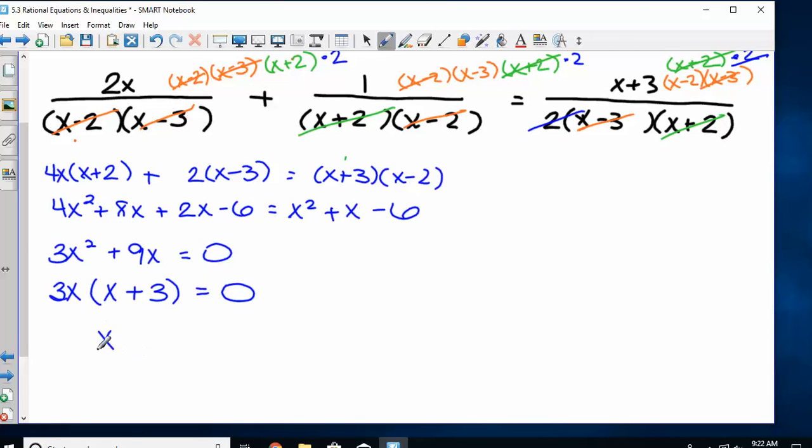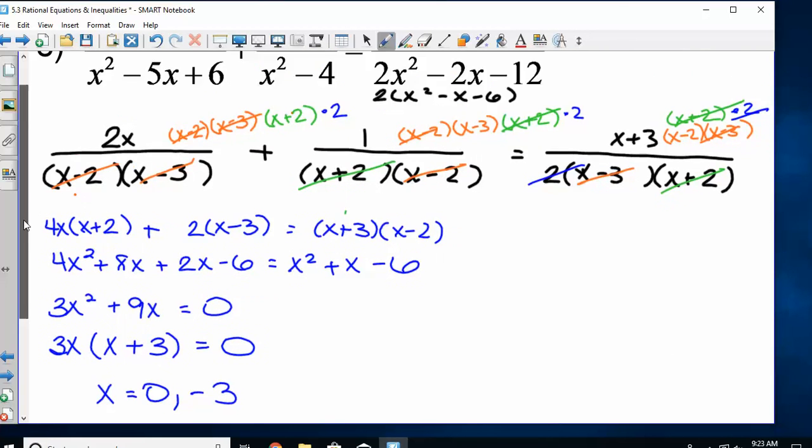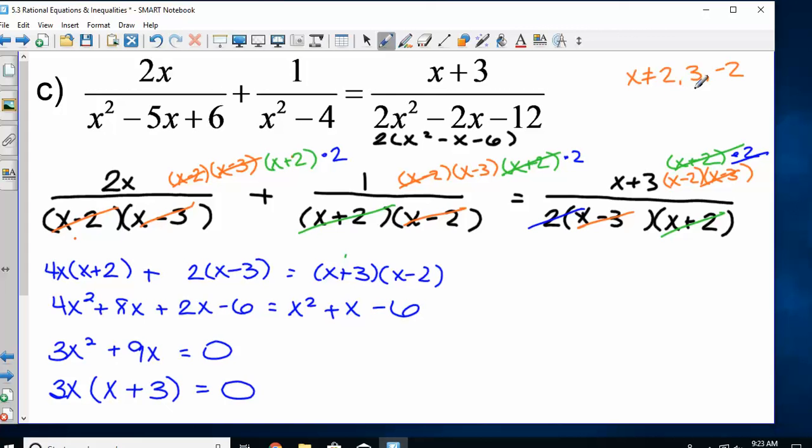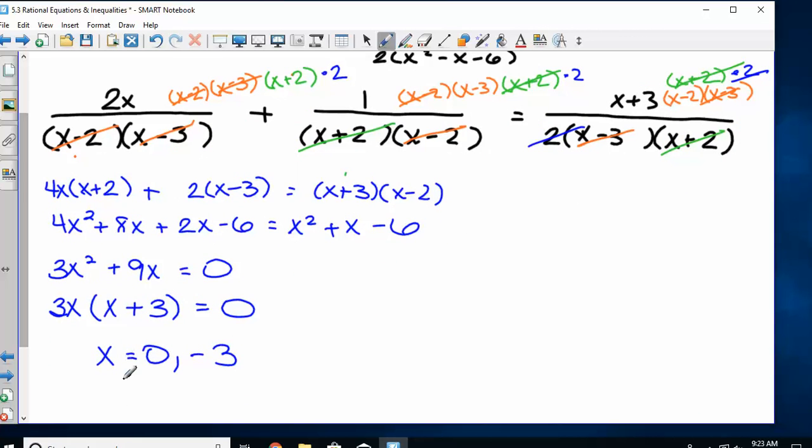Set each to 0. What makes 3x equal 0? 0. What makes x plus 3 equal 0? Negative 3. Are both of those answers okay? Remember, we couldn't have a positive 3, but a negative 3 is okay. So this time we got 2 answers.